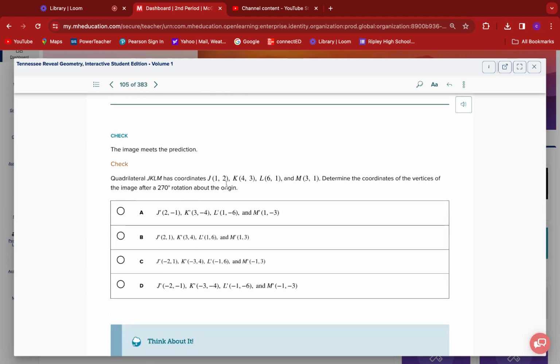All right, so switch their places. 2 goes up front. 1 becomes negative in the back. There it is right there. All right, 3 goes up front. 4 becomes negative in the back. 1 goes up front. 6 becomes negative in the back. 1 goes up front. 3 becomes negative in the back. There it is, everybody. The answer is A.